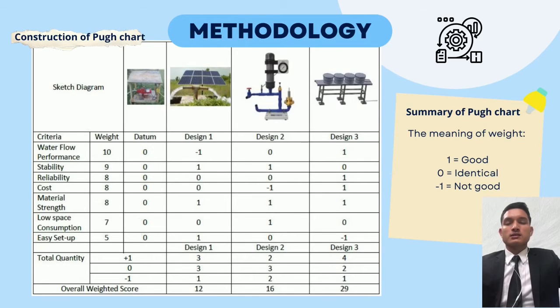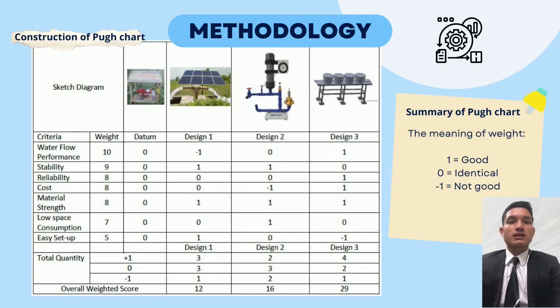The next part is the methodology, and we start with the construction of the Pugh chart. The Pugh chart is used to determine the optimal design for our rainwater harvesting system. And from this chart we can see that design 3 is the most optimum, as it has the highest score of 29 compared to 16 of design 2 and 12 of design 1.